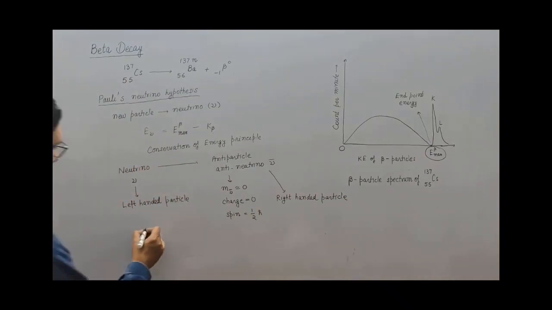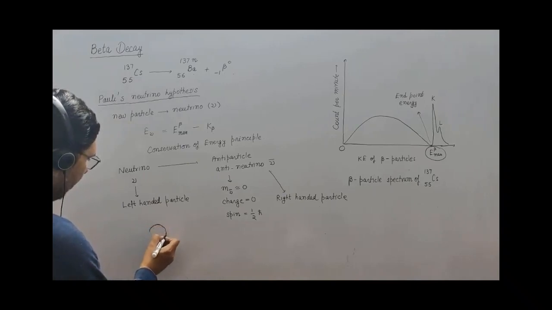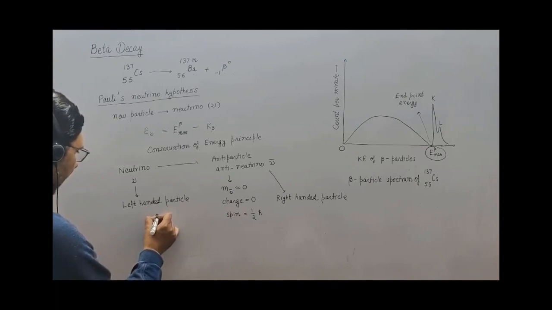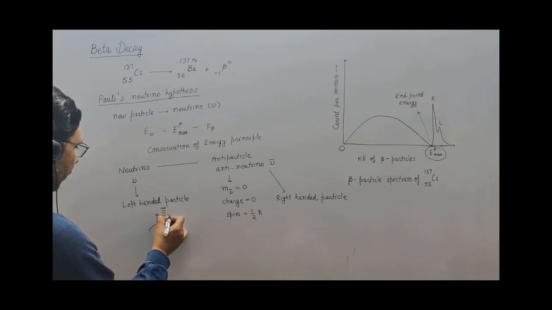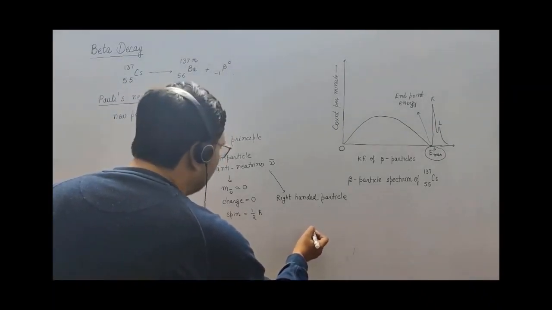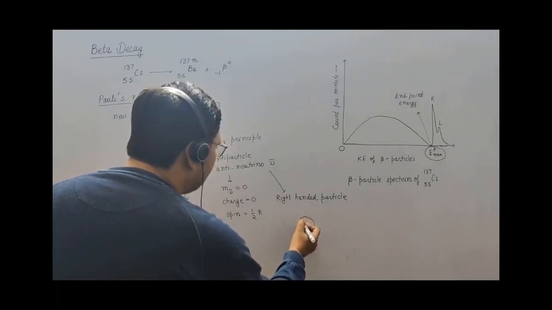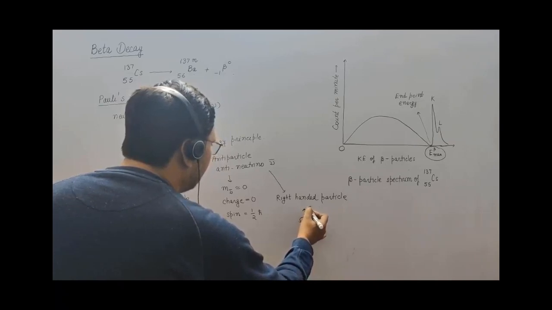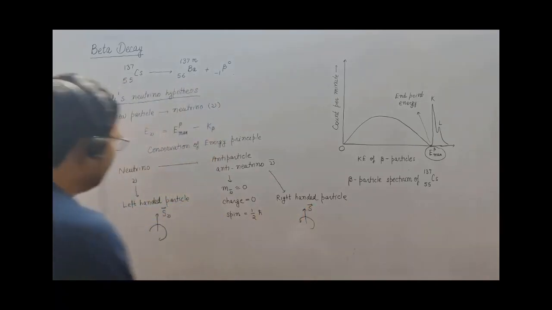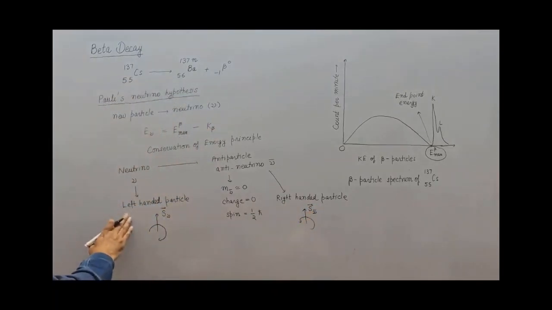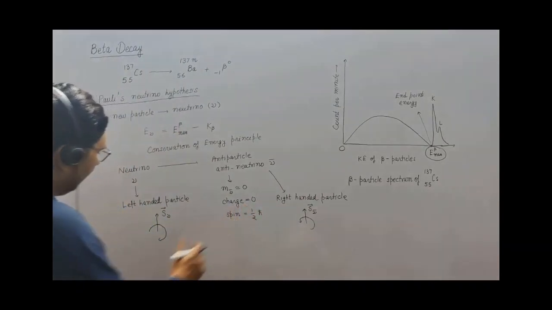So for this, if this is spinning like this, then this will be its spin. This will be the direction of the spin of this nu. While in this case, it will spin like this, and this will be the direction of the spin of this antineutrino. So this is a left-handed particle, this is a right-handed particle.